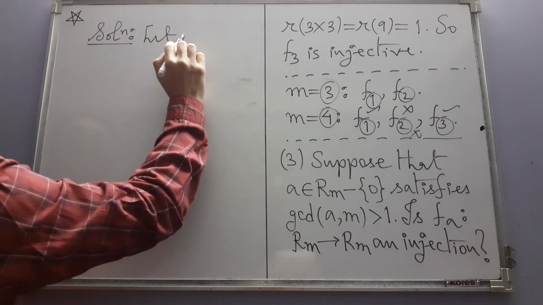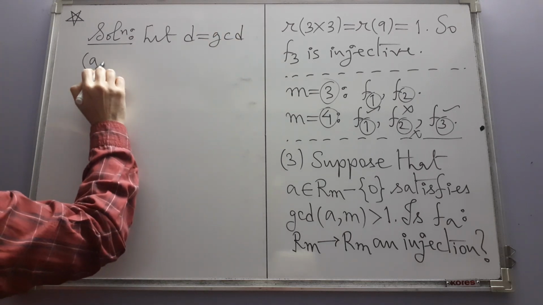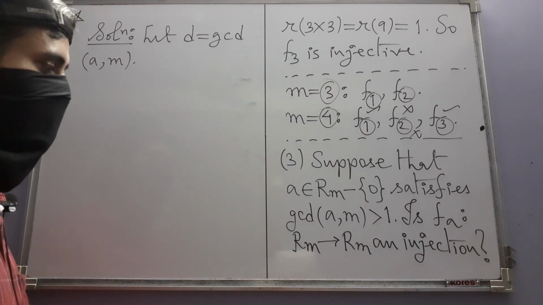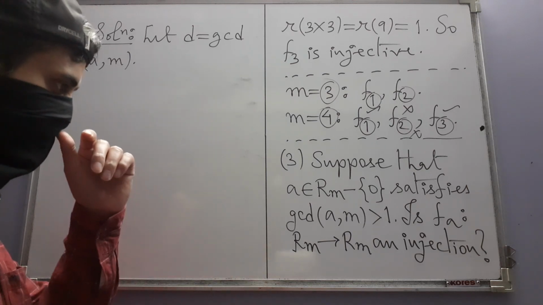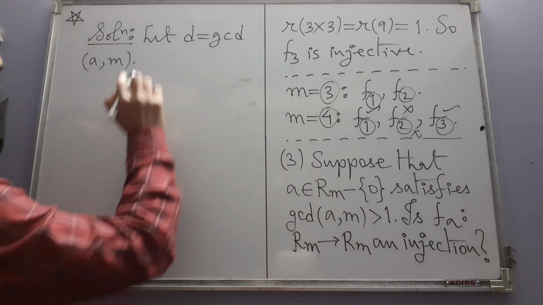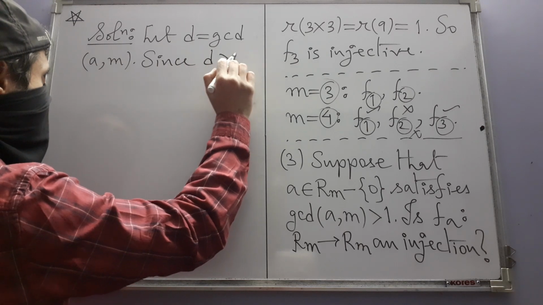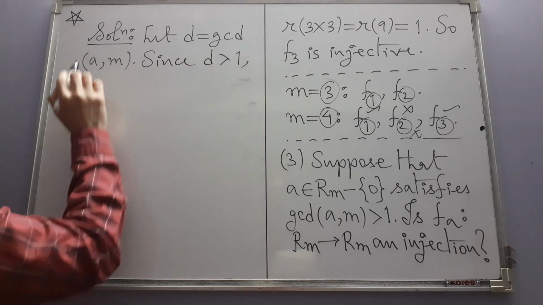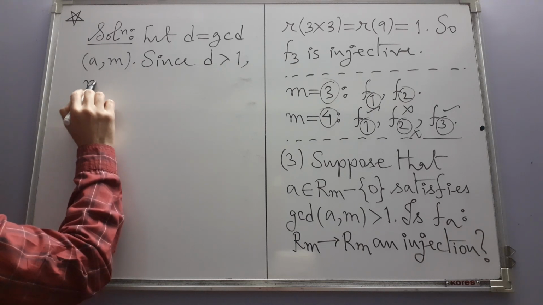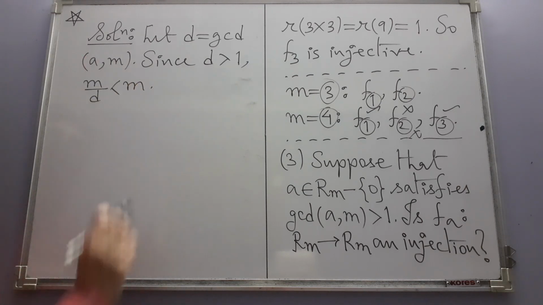Let D be the GCD of A and M. Okay. Now, what is given? It's given that D is greater than 1, right? Since D is greater than 1, so M divided by D is less than M.